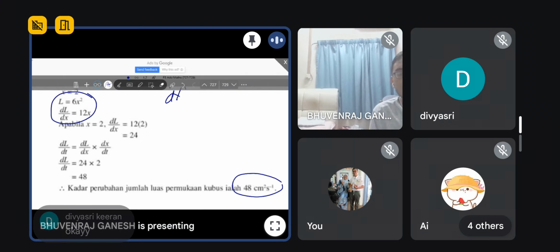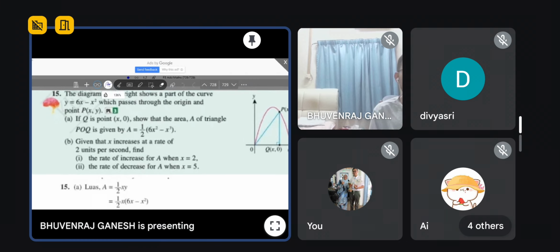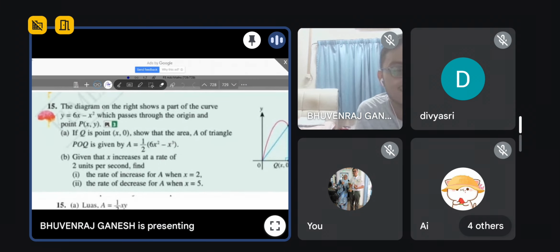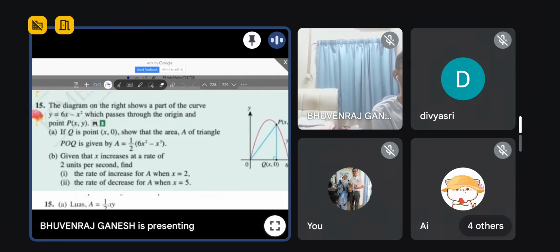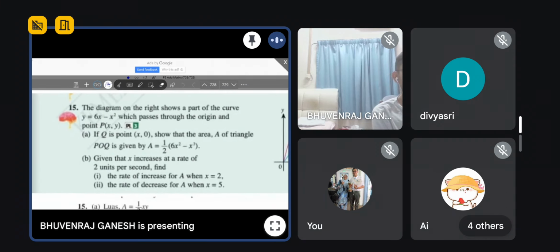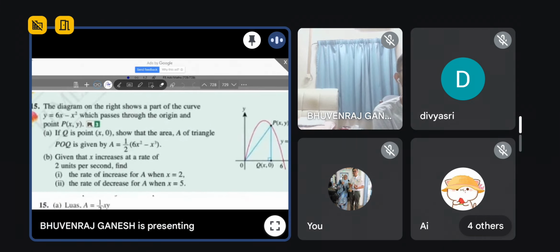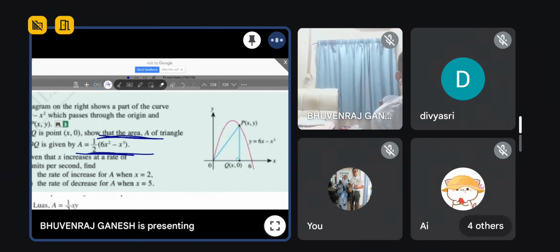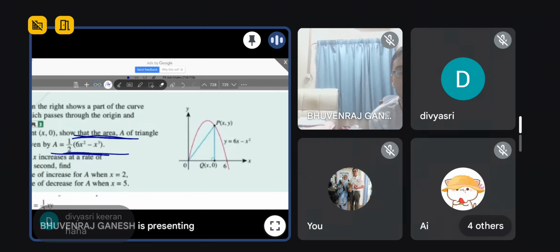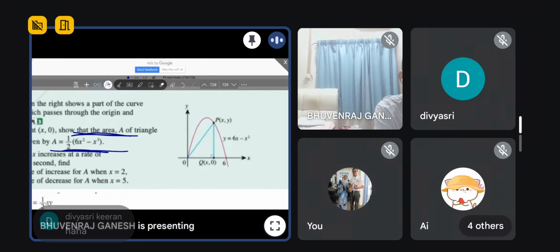Now we will go to the last two. Last two for today. Getting harder. Of course, it will get harder because it's the last two. Okay, so we have this curve. They give you the equation, passing through the origin, point P. Now they ask you to show that the area of the triangle is this one. Your favorite question, guys. Showing question.